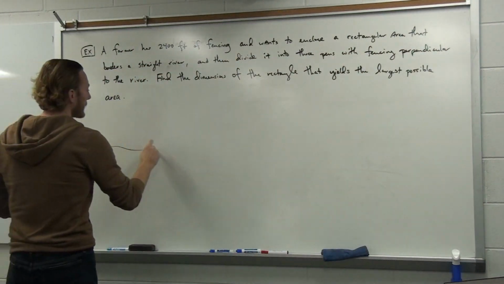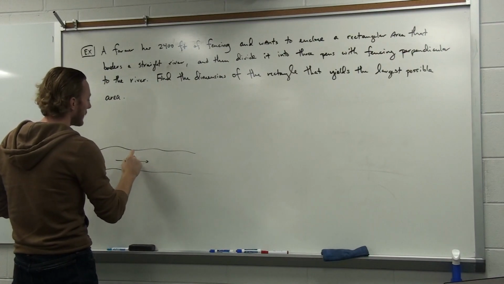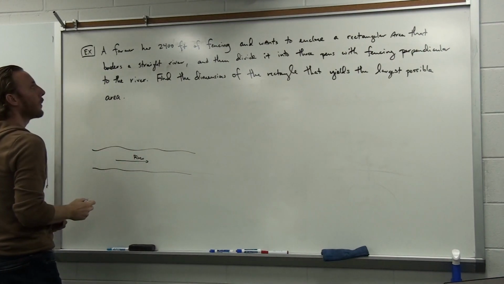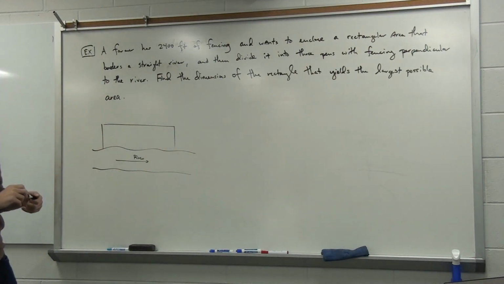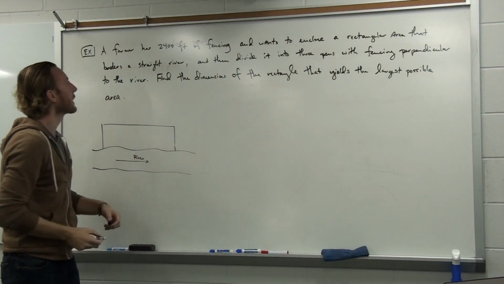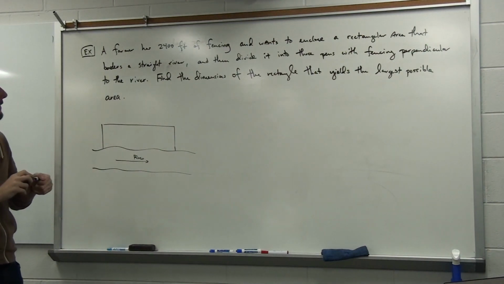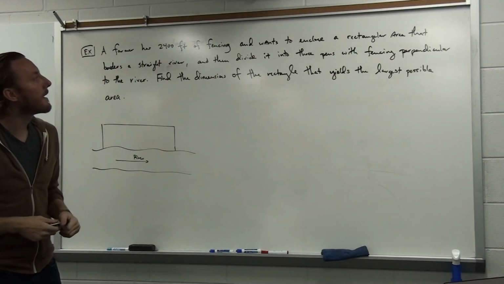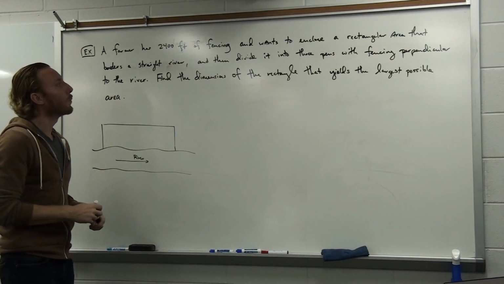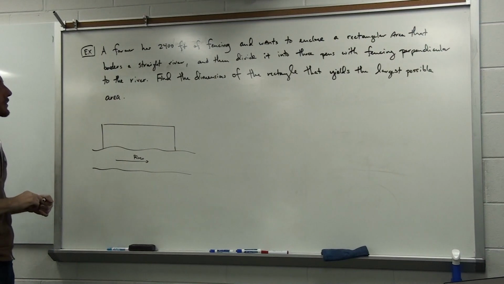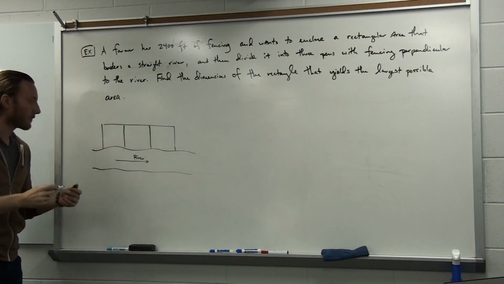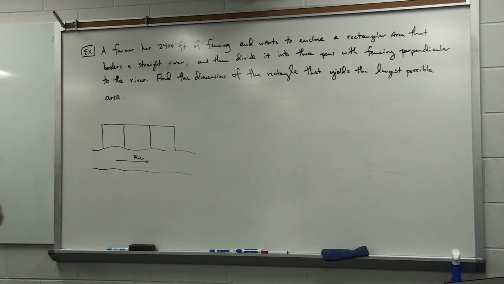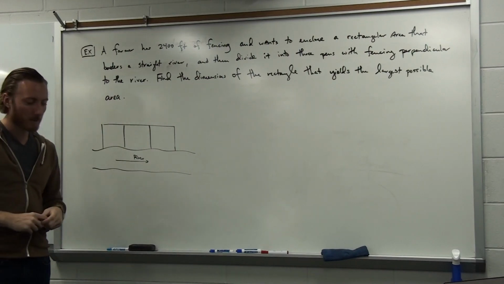So here's sort of the idea. We've got this river flowing here, and we want to enclose a rectangular area around the river. Okay, cool. So now we've got a sort of a picture of what's going on. And then they want to divide it into 3 pens with fencing perpendicular to the river. So if we want to divide this into 3 pens, well then we have to run the fencing perpendicular to the river as such. So now we've got our 3 pens, we've got our rectangular area, we've got the situation that the farmer is after.